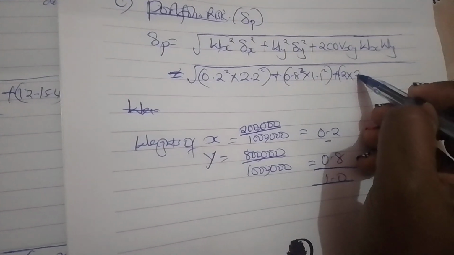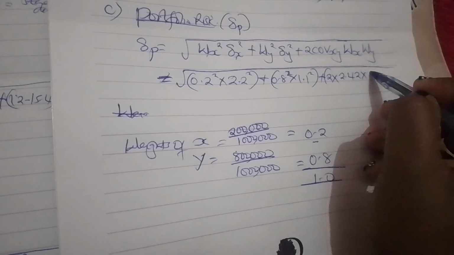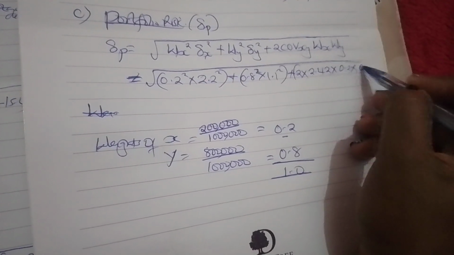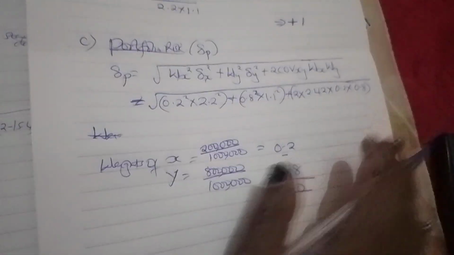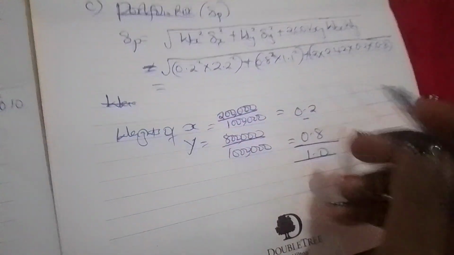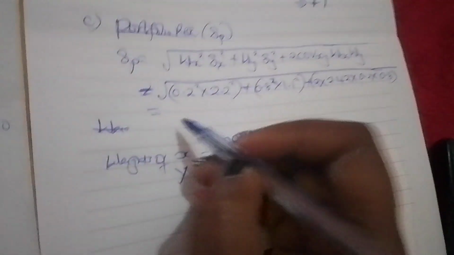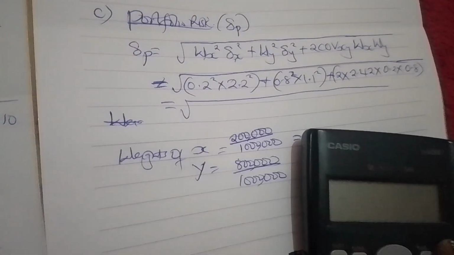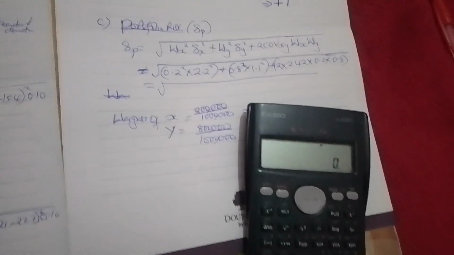Covariance XY is over here, which is 2.42. So 2 times 2.42, you multiply weight of X 0.2 times weight of Y 0.8. So with that, we are able to compute our portfolio risk. It's going to be the square root. Let's do this first.